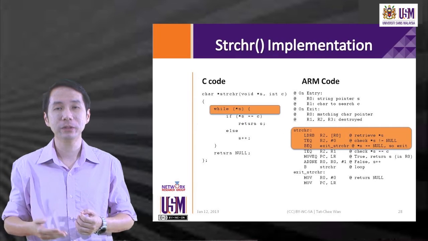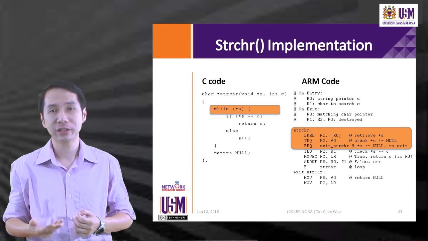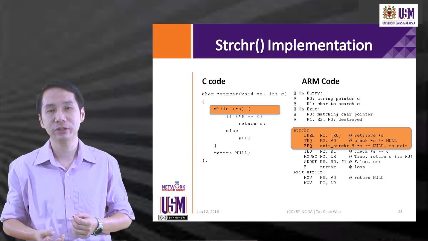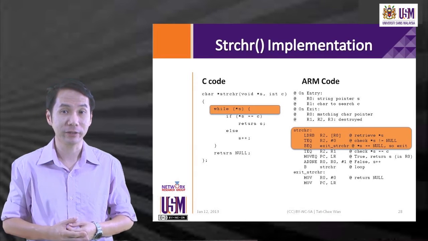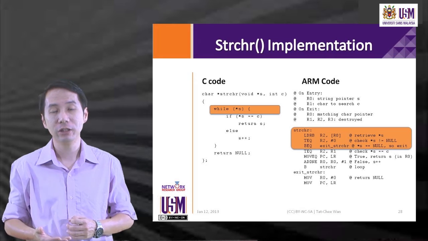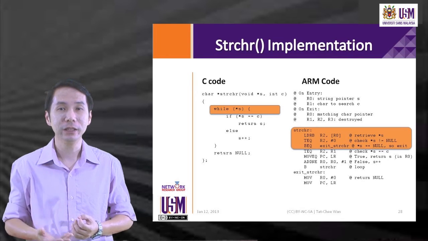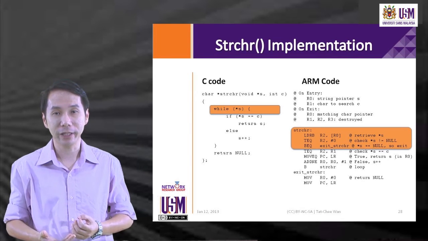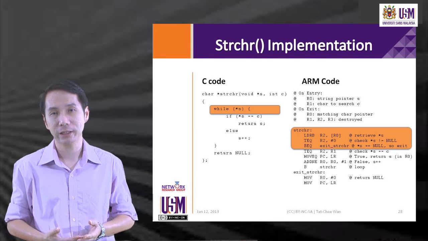Let's look at an example of a string traversal algorithm, which is used in strchr. Strchr is used to detect whether a given character is present in a string. So in the C version, we will have a while loop which checks for the value of the character that is retrieved from the string array, and as long as it is non-zero, we will process it.